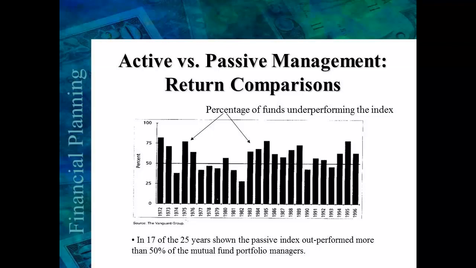The bar chart on this slide shows the percentage of mutual funds that have underperformed the index during the 1972 to 1996 period. In 17 of the 25 years, the index outperformed more than 50% of the managers. The passively managed index outperformed, thus supporting the market efficiency premise.